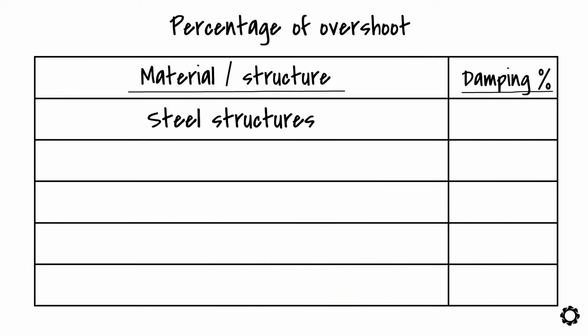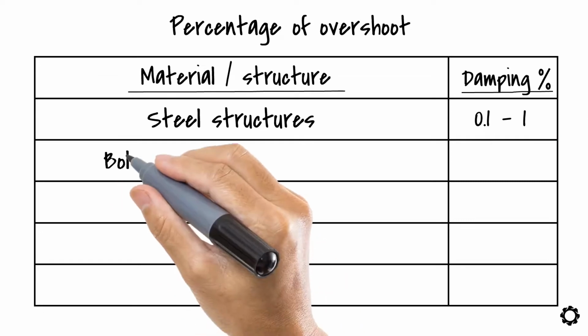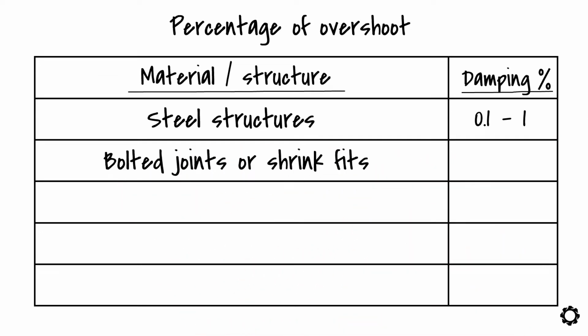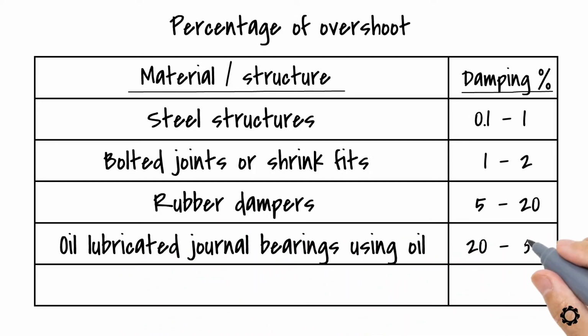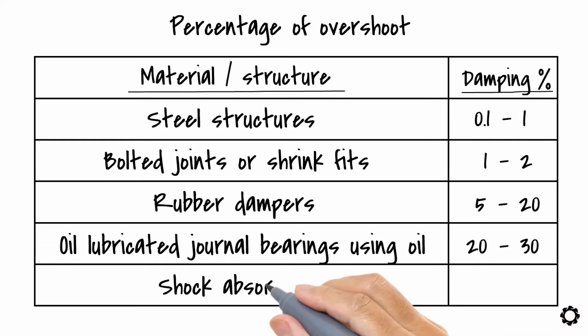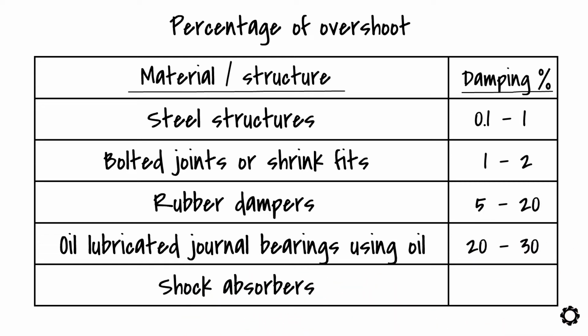Steel structures, for example, a single piece of shaft of steel, 0.1 to 1% damping. If the structure has bolted joints or shrink fits, etc., something which has friction involved, damping is higher, about 1 to 2%. For rubber dampers, which is a common application in vibration isolators, 5 to 20% damping. For oil-lubricated journal bearings, using oil, 20 to 30% damping. For shock absorbers, which are designed to dampen vibration, 40 to 100% damping.